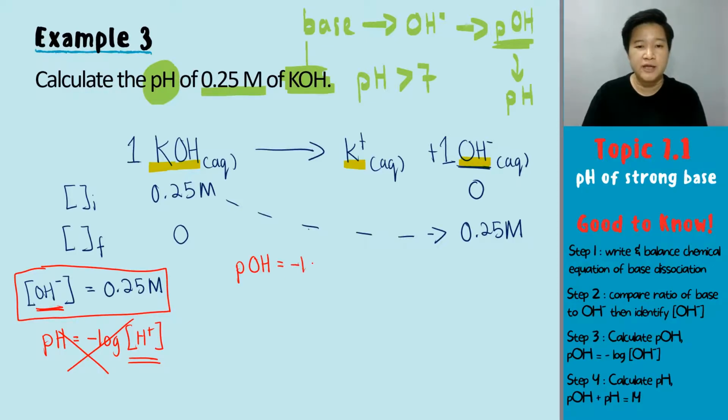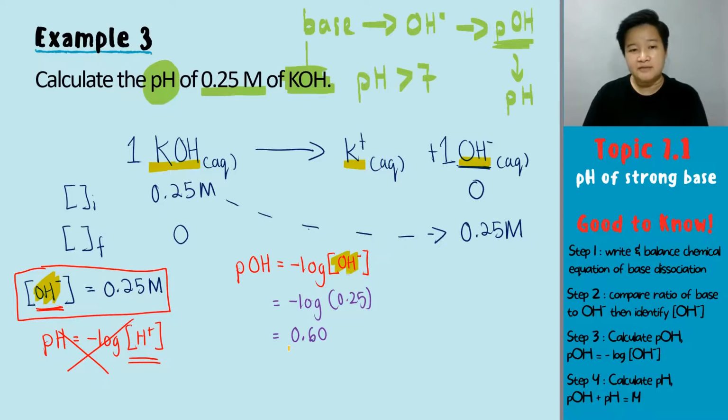pOH equals negative log of the concentration of OH minus. This is the formula that we can use right now. Substitute in the value: pOH equals negative log 0.25. Press your calculator very correctly, and make sure you press the negative log as well. When you press your calculator correctly, you will be able to get 0.60.